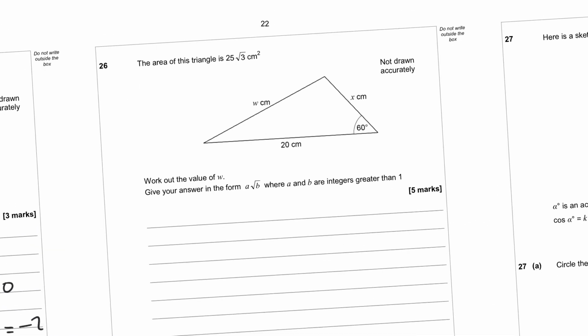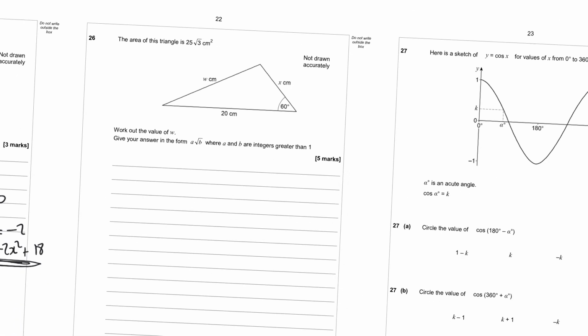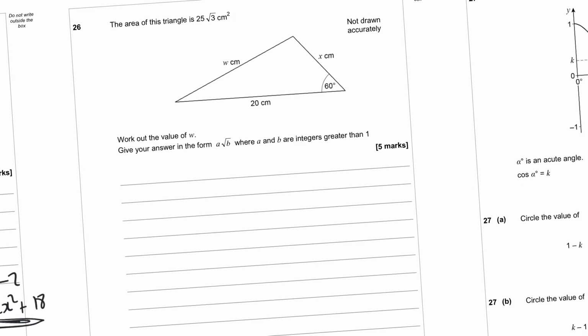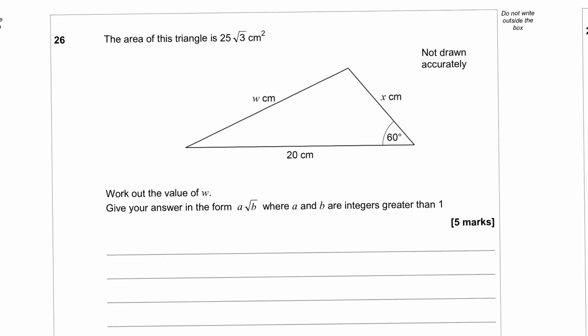All right, guys, we do not have long left, I promise you. I think we've got 2 questions left. So looking at question 26, question 26 says that the area of a triangle is 25 root 3, and it basically wants to work out what the value of W is equal to.